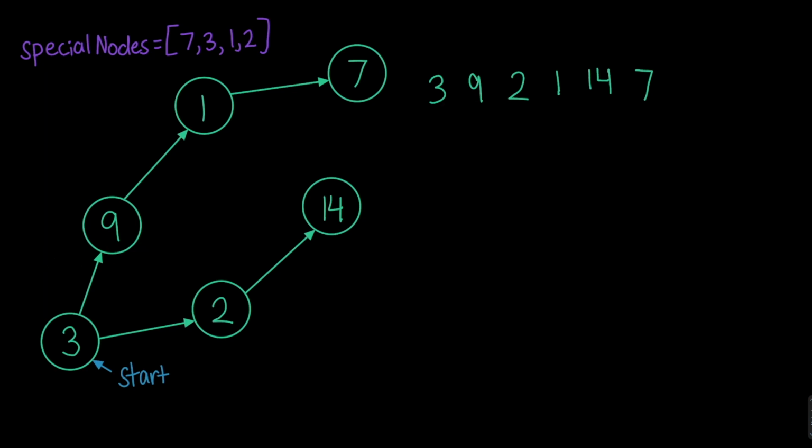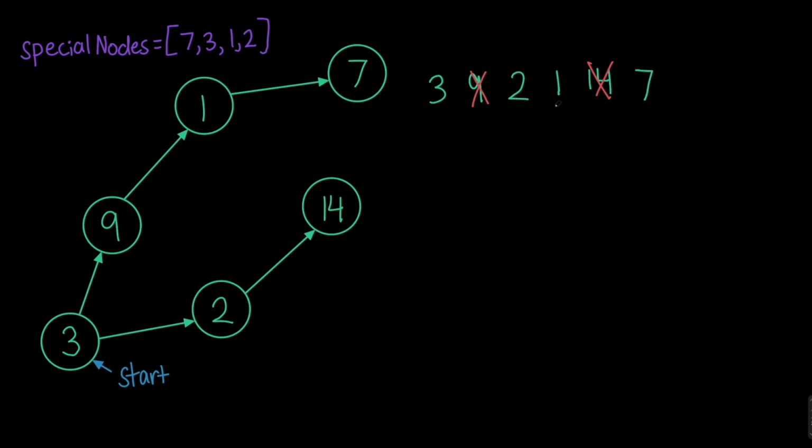We've seen that before. What's unique about this question is we only care about nodes who are special nodes. We only want to pick out those nodes. So let's go ahead and cross out every node that isn't a special node. The 3 node is a special node. We can see it right there, so we don't cross it out. The 9 node is not a special node, so we cross it out. The 2 node is a special node, so we can leave it. The 1 node is a special node, so we can leave it. The 14 node is not a special node, so we cross it out. And the 7 node is a special node, so we can leave it.